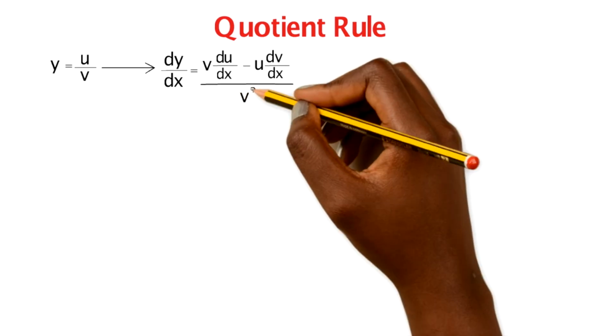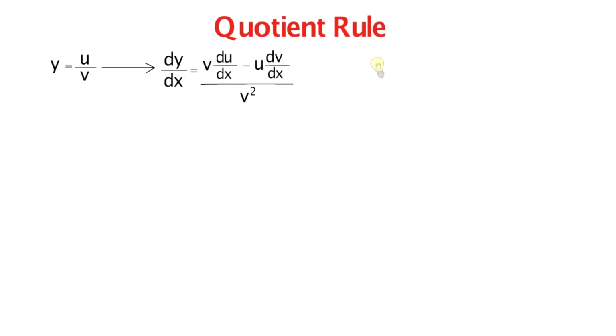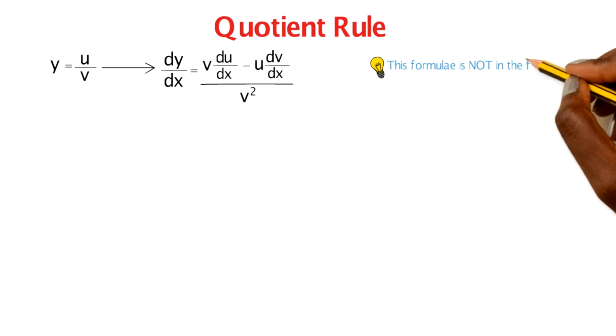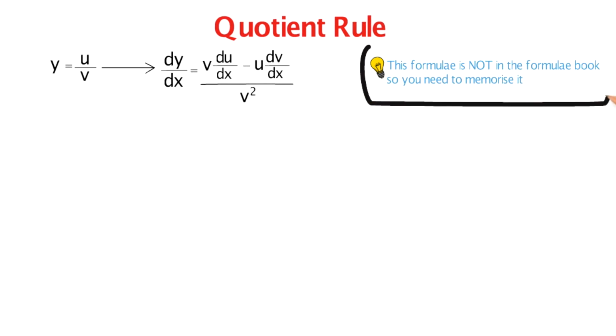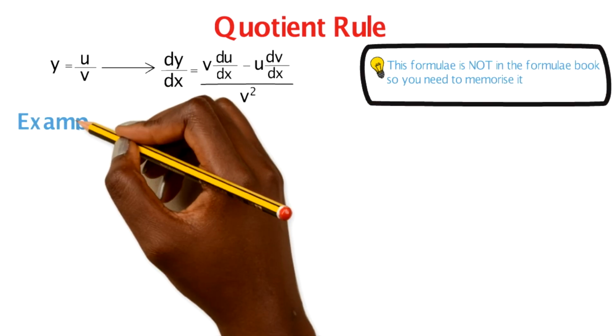So again, unfortunately, you do need to remember this formula, because they do not give this in the formula book either. So please, please, please do memorize it. Okay, so now we're going to go through an example past paper question where it uses quotient rule.